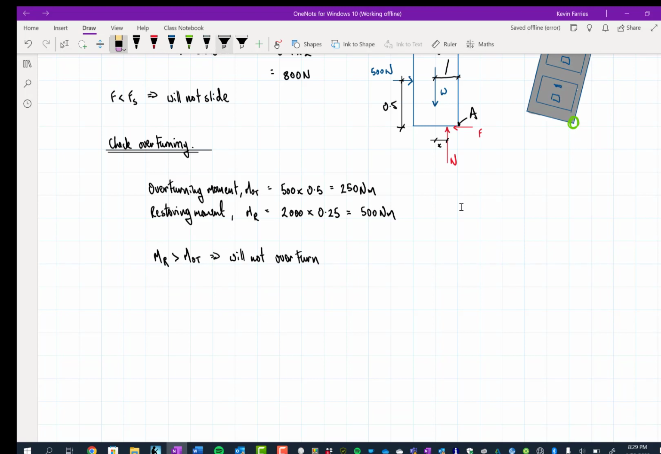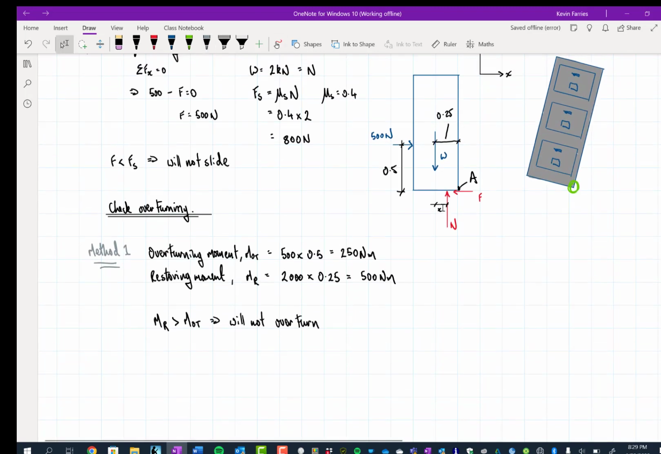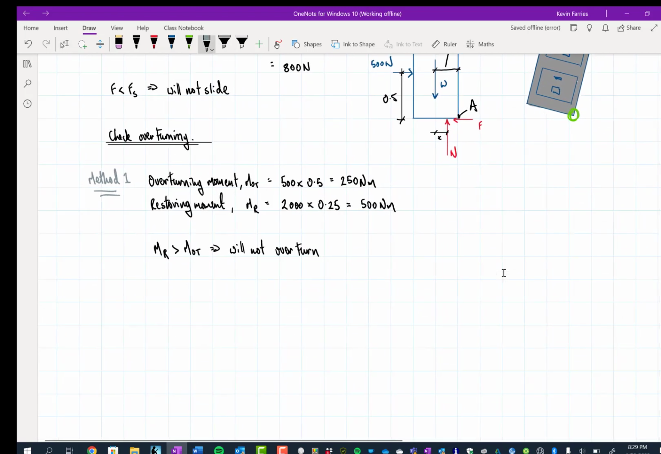Now let's call that method 1. That's one way you can check it, and that's the way I would usually use. But the other way you can do it is to check where this reaction force N would be, and then make sure it lies within the base of the cabinet. You can imagine as I push this further and further, this N is going to move further and further until it's just sitting at the corner. If you do a calculation and you find that N is beyond that point, then it's going to fall over, because N can't be out here. So it must have already fallen over. And so, method 2.